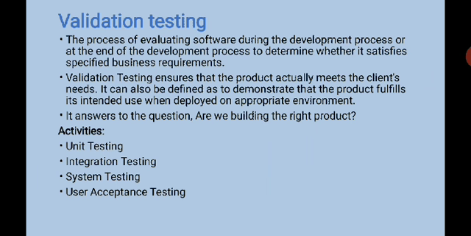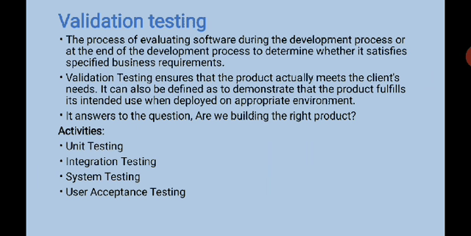We previously also discussed validation and verification, so this is in continuation with that, that you basically see whether it is required, whether it is necessary. So here you see whether it is meeting the software requirement, has it fulfilled all, right? Validation ensures that the product actually meets the client's needs. It can also be defined as demonstrating that the product fulfills its intended use when deployed in the appropriate environment. So what it is answering is: are we building the right product, right?